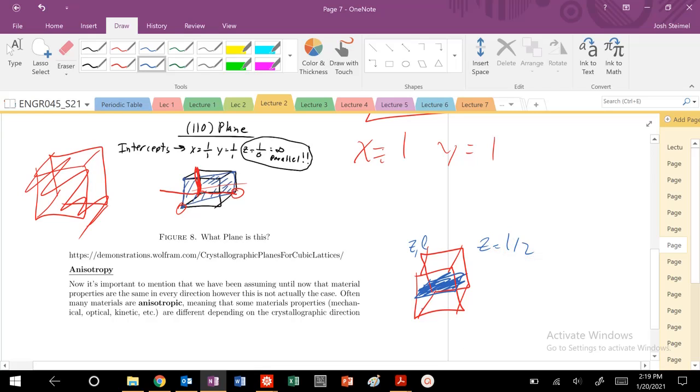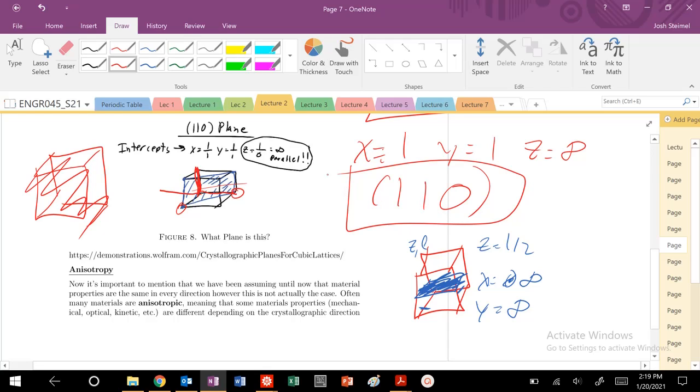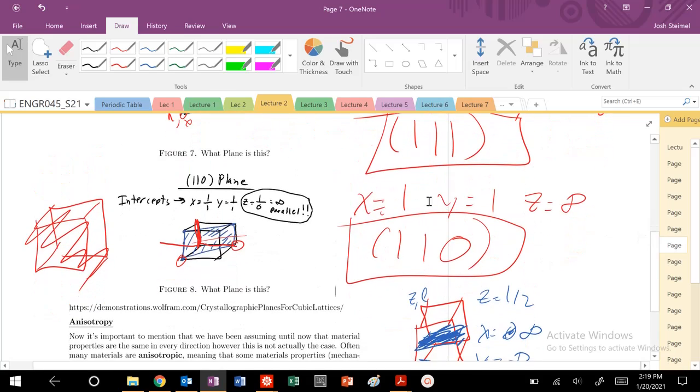But the x and y, am I ever intersecting here? Am I ever intersecting here? No. So x would equal infinity. Y is going to be equal to infinity. They're parallel. They're never going to intersect that plane. So here, you can see that z is going to be infinite for the 1, 0, 0. We never cross that z. So our HKL indices are going to be 1, 1, 0. Beautiful, isn't it? Super cool, really nice, kind of a fun exercise.